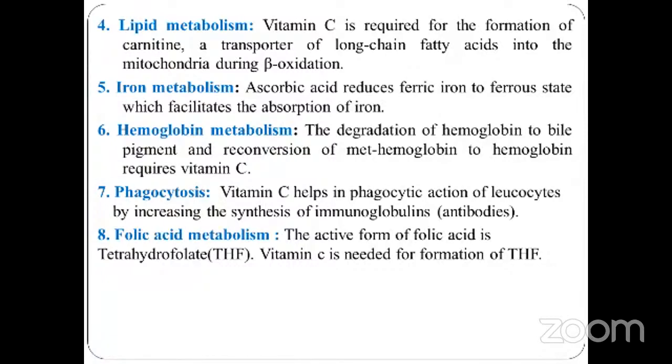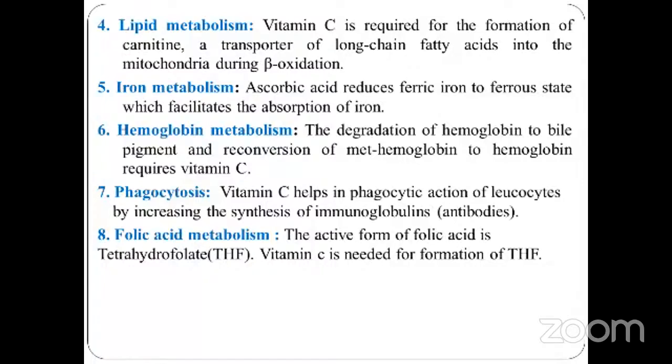Another most important function is phagocytosis. Vitamin C helps in the phagocytic action of leukocytes by increasing the synthesis of antibodies, that is, immunoglobulins. So again, vitamin C plays an important role in phagocytosis. And in folic acid metabolism, vitamin C is required for the formation of THF, tetrahydrofolate, which is the active form of folic acid. So for its formation, again vitamin C is required. So vitamin C has a lot of roles in our body, starting from its antioxidant property, various metabolisms, even phagocytosis. And the most important role it plays is in collagen formation.